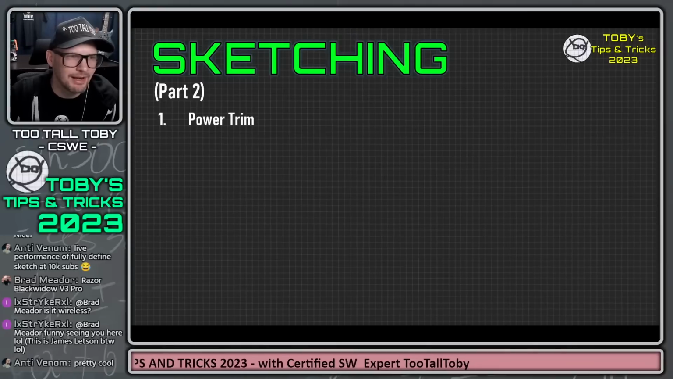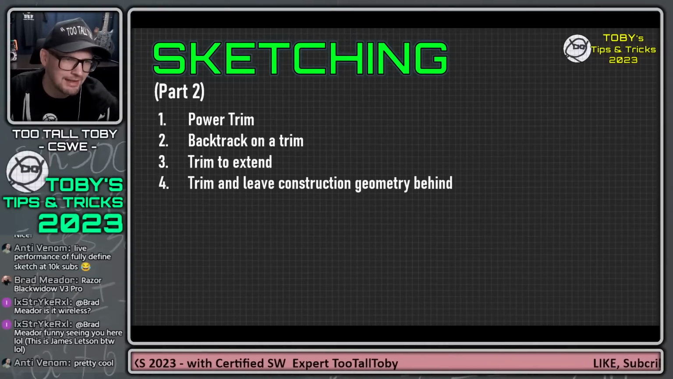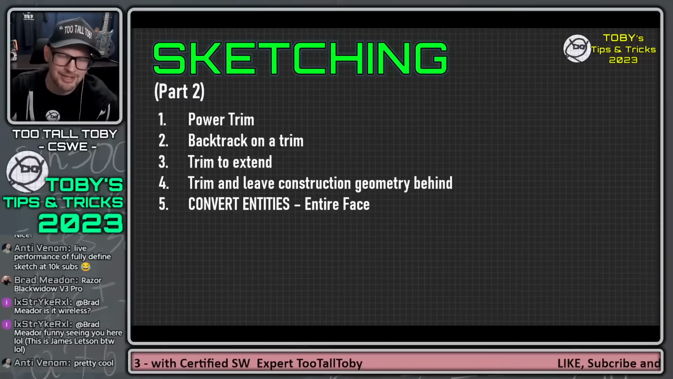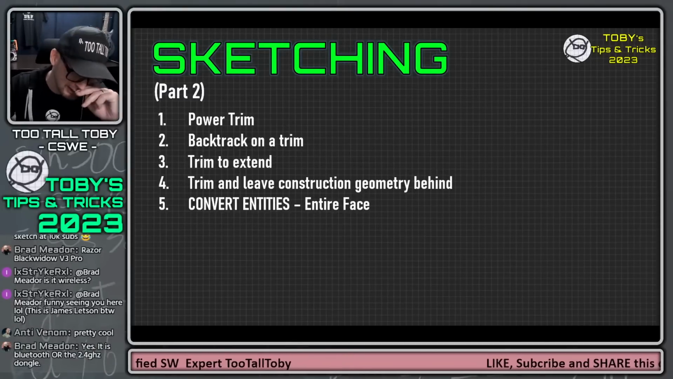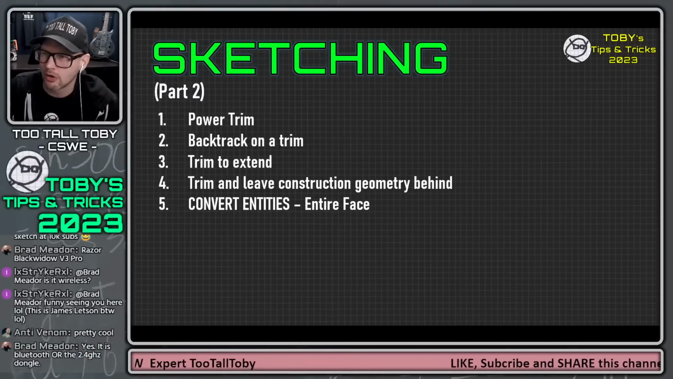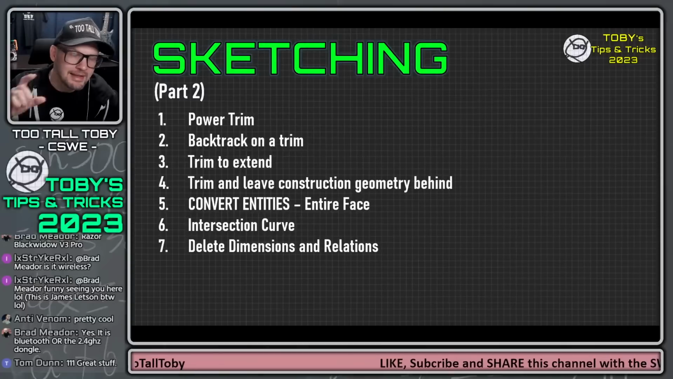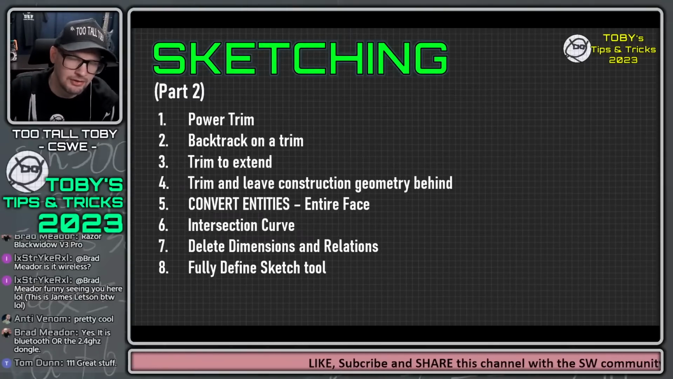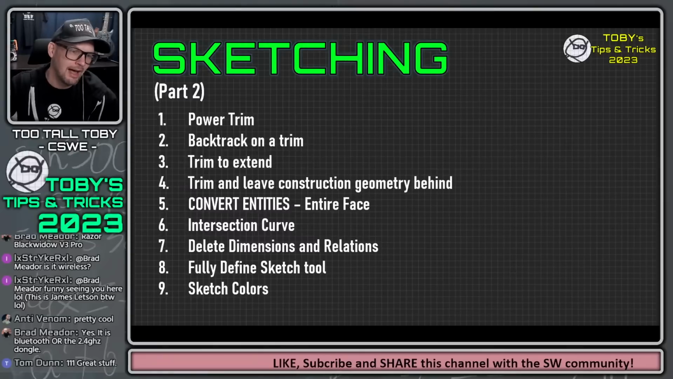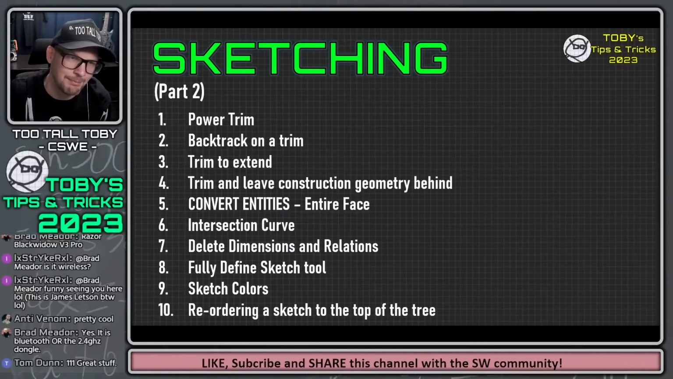In that section, we covered the power trim command. We covered how to backtrack on a trim, how to use trim to extend, how to trim and leave construction geometry behind, how to convert entities and pick the entire face because the convert entities command will be stronger when you pick the entire face, how to use the intersection curve, how to delete dimensions and relations, how to fully define your sketch using the fully defined sketch tool, how to adjust your sketch colors, and finally, how to reorder the sketch so it's at the top of the tree.